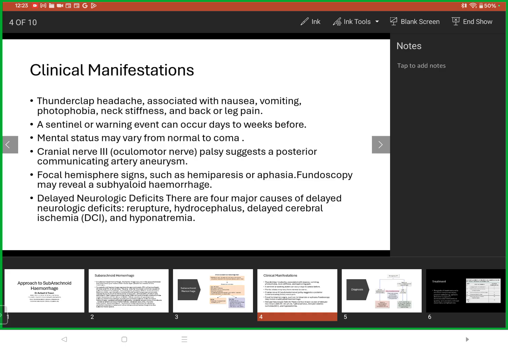And the most important thing is the delayed neurological deficit. The patient may present with any of these four things: a neurological deficit presenting as re-rupture, hydrocephalus, delayed cerebral ischemia, or hyponatremia. Again, I repeat, please do not forget this, from the clinical perspective as well as for the examination. The delayed neurological deficit is one of the important manifestations of subarachnoid bleed. Either the patient may come with a re-rupture, or with hydrocephalus, delayed cerebral ischemia due to severe vasospasm, or hyponatremia.